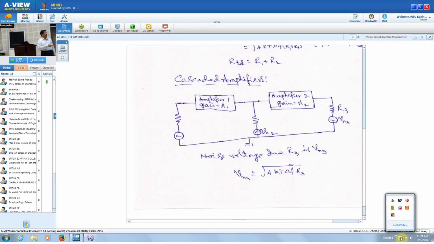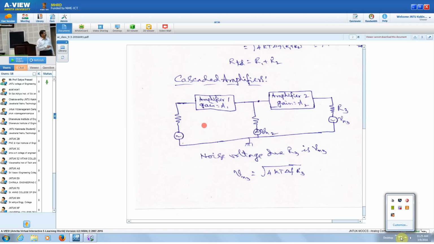So we are going to cascade two stages. One amplifier with a gain of A1, and another amplifier with a gain of A2. Amplifier 1 has a gain of A1 and amplifier 2 has a gain of A2. And this is R1, this is R2 and this is R3.